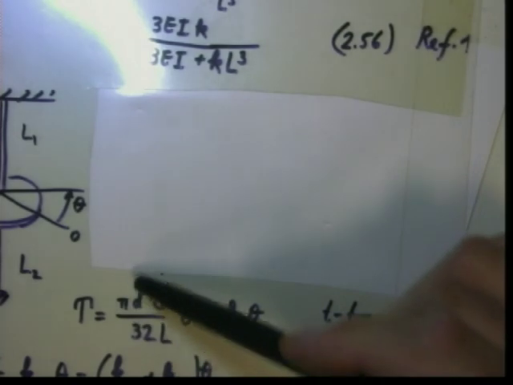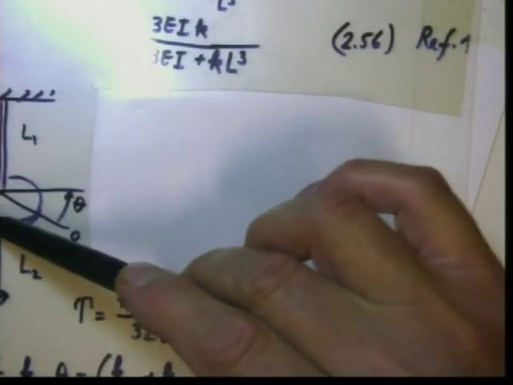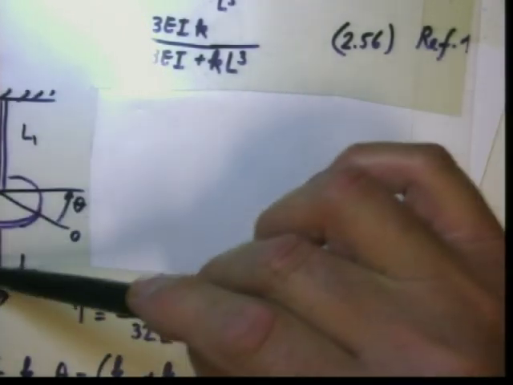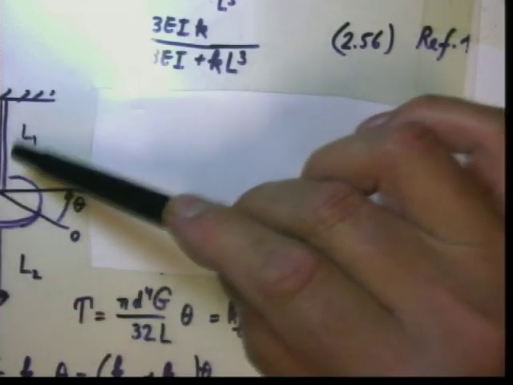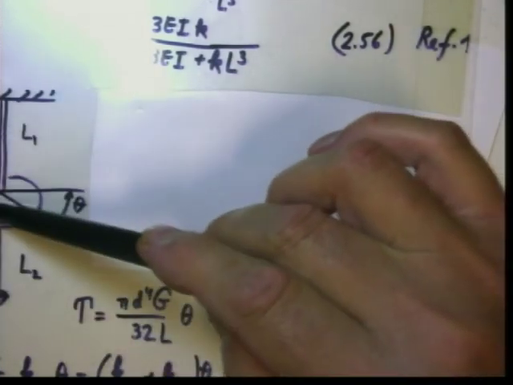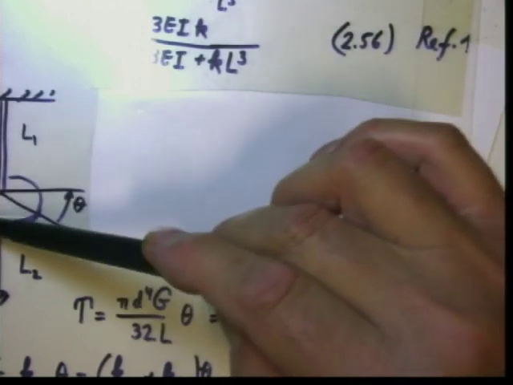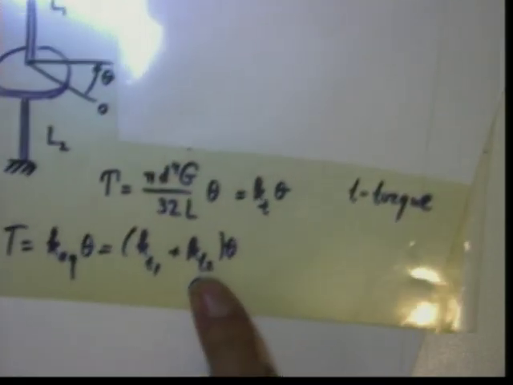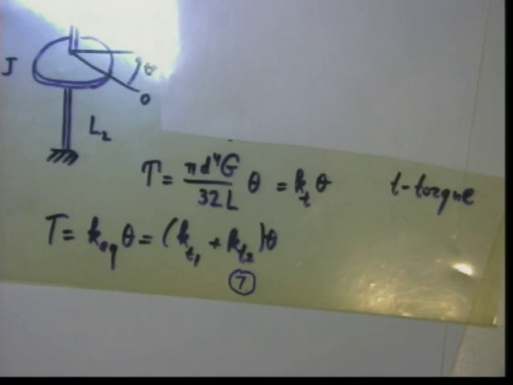And now here, once I establish that this expression is kT, then I see that this disk is connected to the ground in a parallel manner. This disk is connected to the ground on one hand, and on the other hand it is also connected to the ground. So what I should do is sum up the spring constants in order to find the equivalent spring.